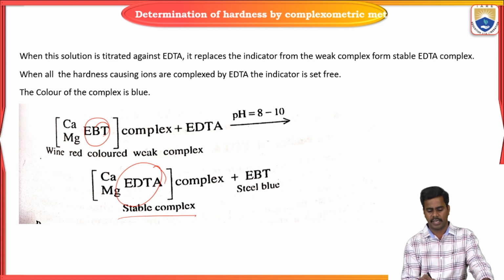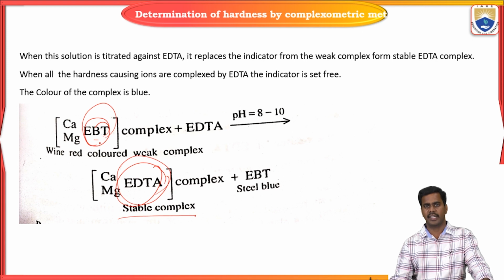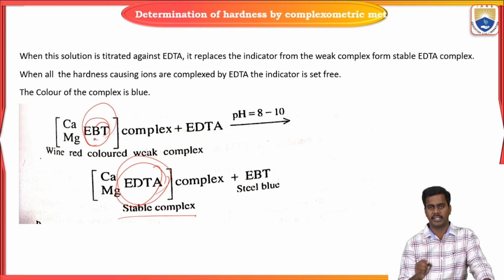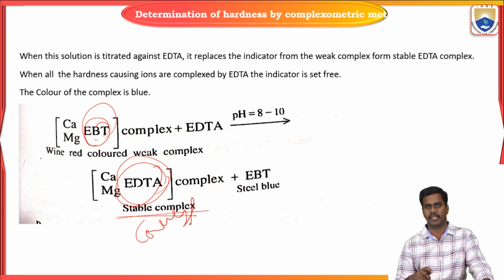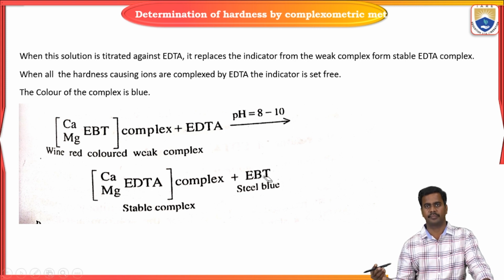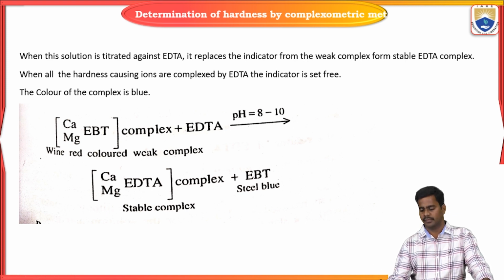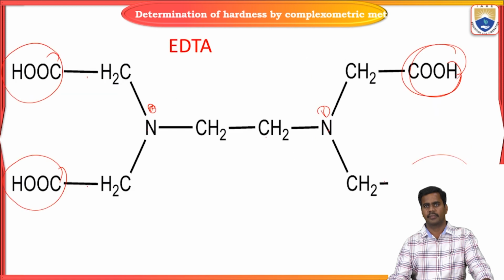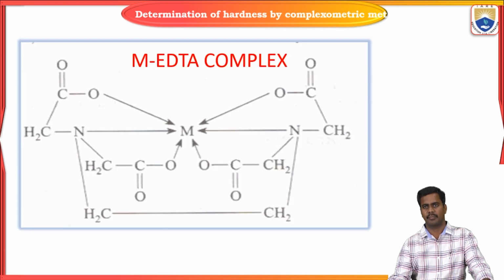Why? Because here EDTA acts as a hexadentate ligand and EBT acts as a tetradentate ligand. It depends on the number of donor centers. EDTA can replace the EBT present in the complex and forms a stable complex. It is a colorless complex. That is the principle of the complexometric method.